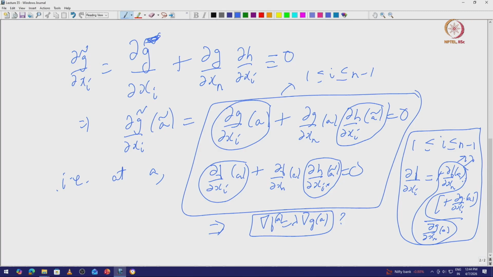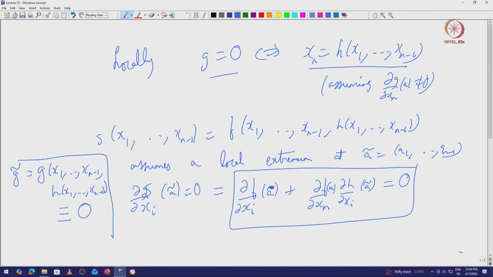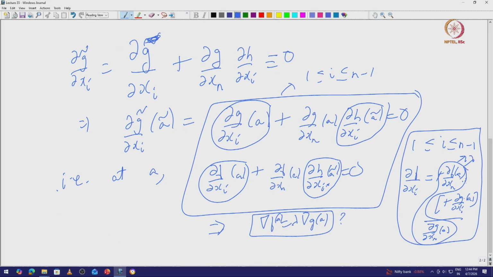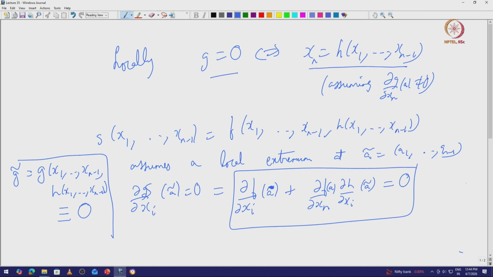Okay. So this is the proof of the method of Lagrange's multipliers. It's not too difficult if you assume the implicit function theorem. That's what's doing all the hard work behind the scenes. And of course the chain rule.